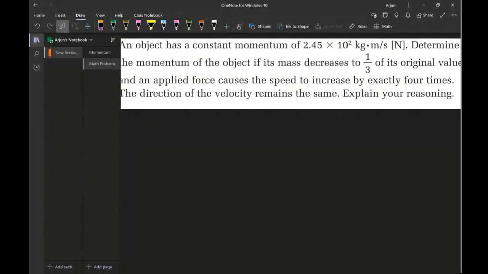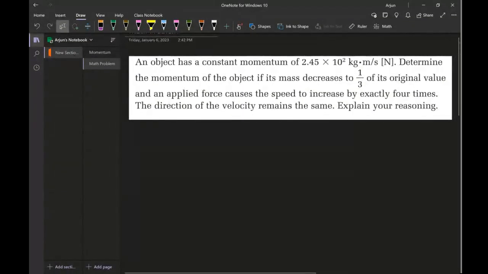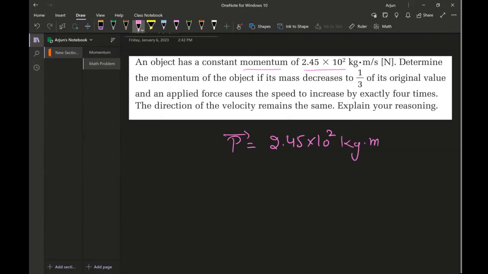Welcome back, folks. In this class, we'll talk about some math problems on the momentum. So, in the very first question, you are provided with an object that has a constant momentum, which is equal to 2.45 times 10 raised to the power 2 kg meters per second in the north direction. Determine the momentum of the object if the mass is decreased to one third of the original value.